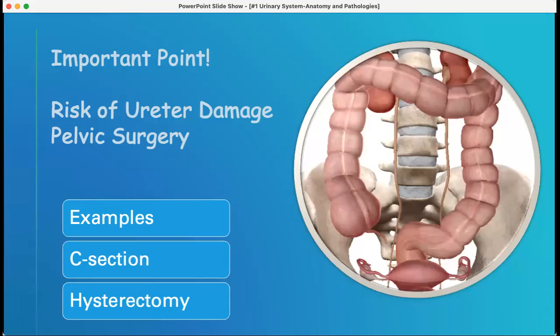Okay, so that brings back the important point that the ureter can be easily damaged during pelvic surgery, for instance, hysterectomies or cesarean sections.